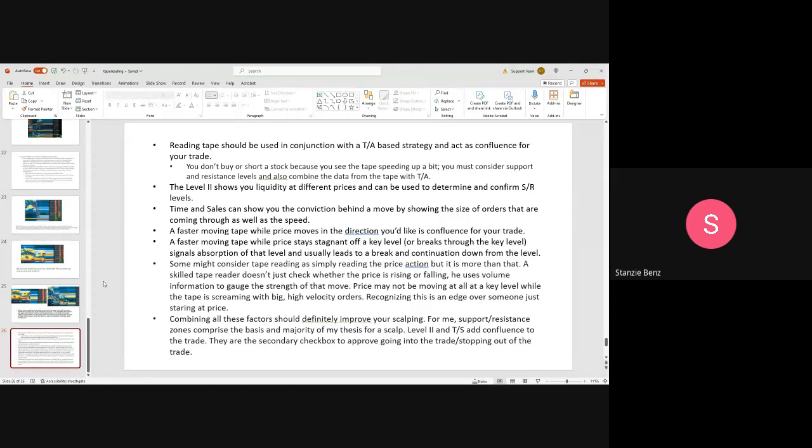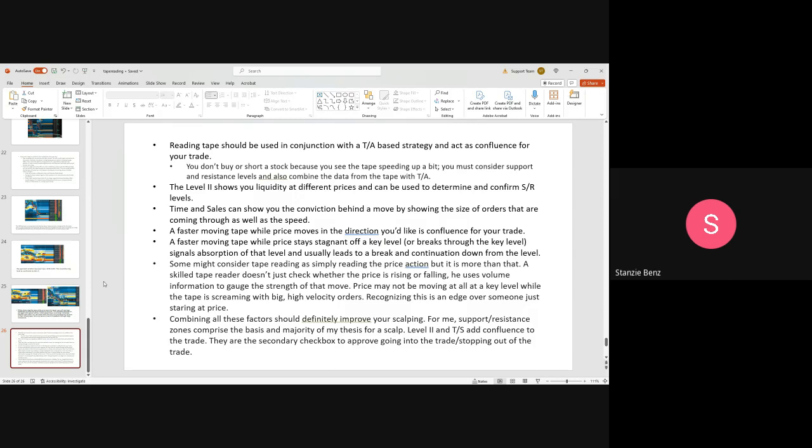Someone who just looks at price action. So when you combine all these factors together, it should definitely improve your scalping. For me, support resistance zones are the majority of my thesis for all scalps. Level 2 and time and sales add confluence to the trade. They are the secondary checkbox to approve going into the trade or stopping out of the trade.